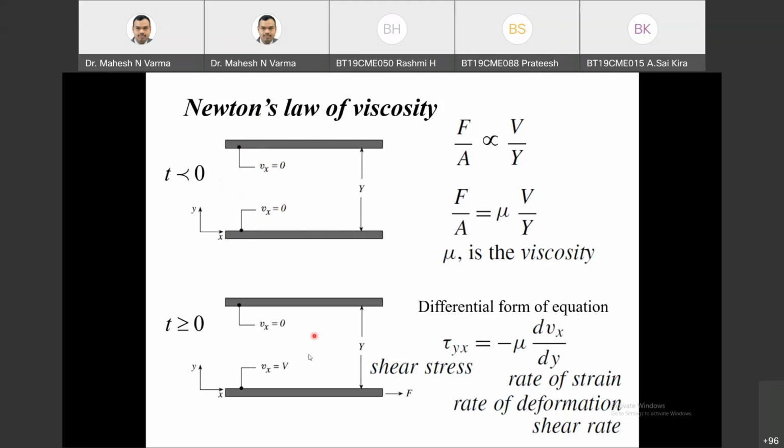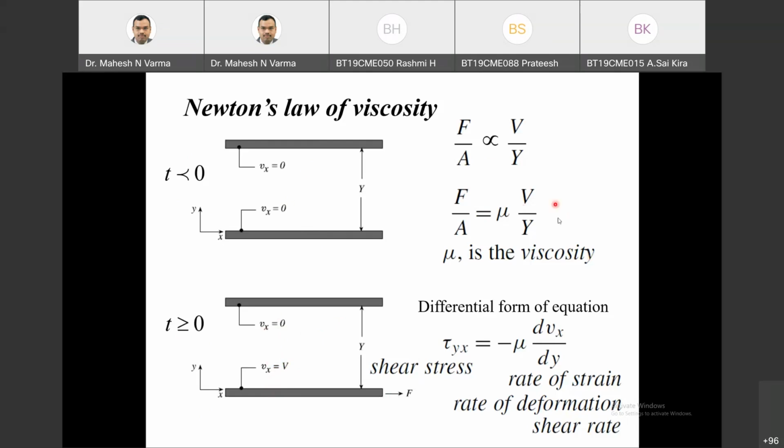Everywhere velocity is 0, and suddenly at time t greater than or equal to 0, the lower plate is given a force F such that the velocity attained by the lower plate is v. Continuous velocity v is attained by the lower plate. Because of that, the first layer will attain velocity v, and this momentum will pass on to the next molecule, and the next, and this plate is kept steady. So here you will get a velocity equal to 0.